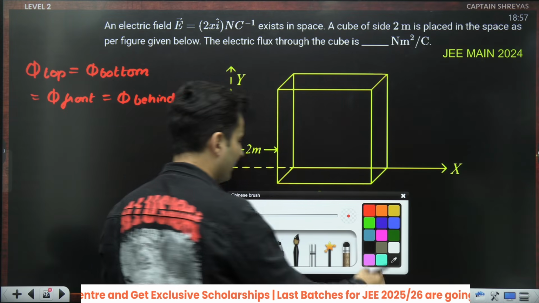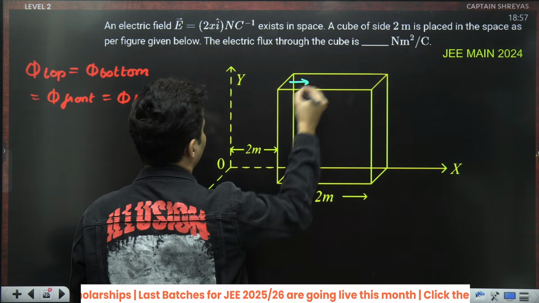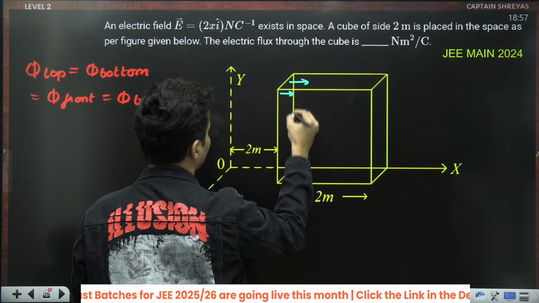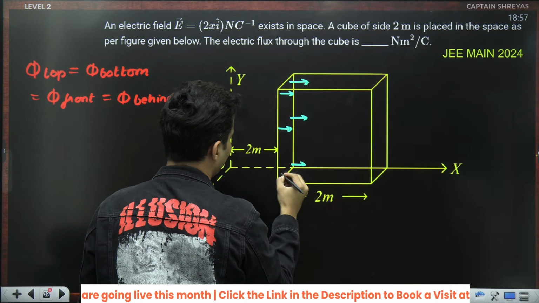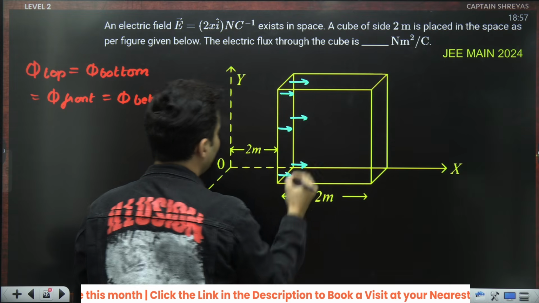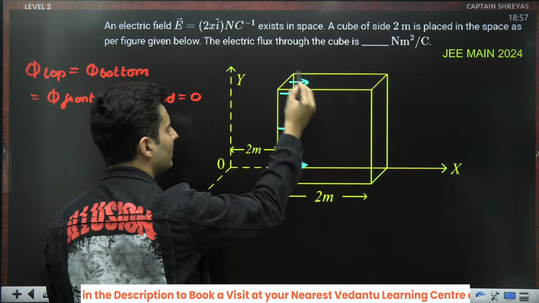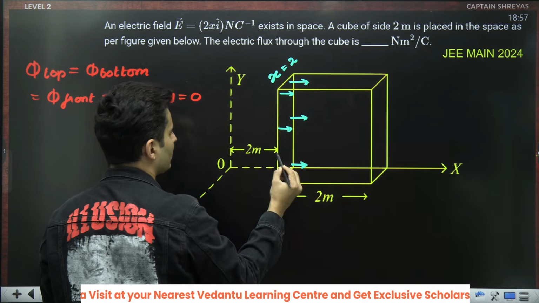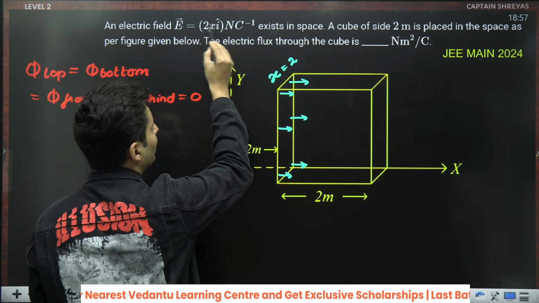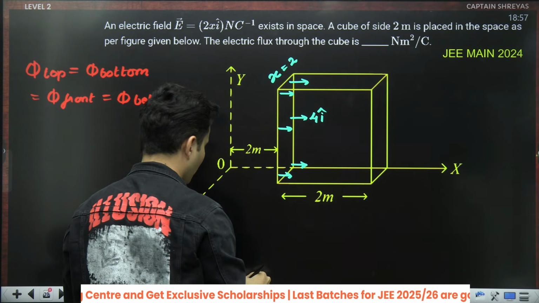If you look at the left face, here is the catch. At this point, the electric field is probably like this. I'm just showing small mini vectors over here. And what's the magnitude of this vector? Well, it depends on the x coordinate. The x coordinate on this particular plane will be 2. So substituting 2 into 2 is 4. So it will become basically 4 I cap.